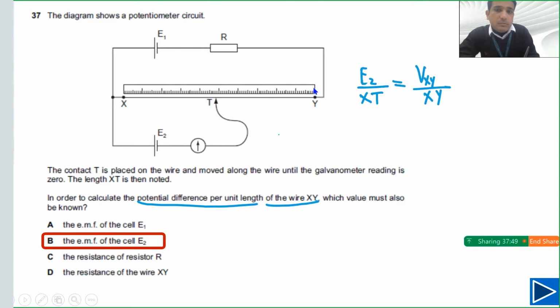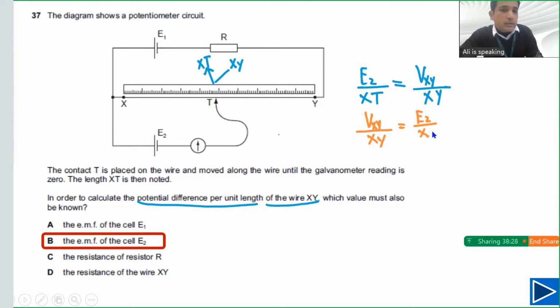Because, you see, a meter rule is given to us. It means with the help of the meter rule you can find XT, and with the help of the meter rule you can find XY. So these two we can find from here. And if we have E2, then I can find out VXY, the potential difference over length XY. So I have the EMF and I have the length, so I can find the potential difference per unit length. In this case, I simply need E2, because XT I can measure. So I only need this value.